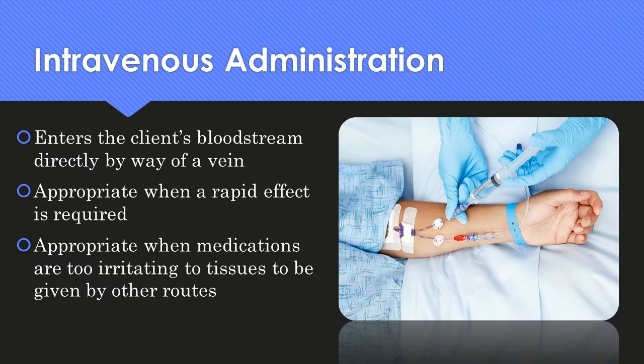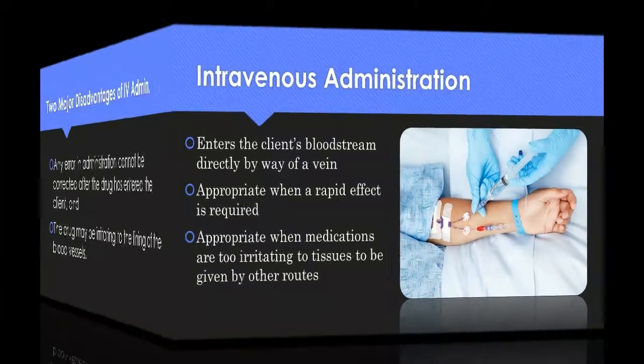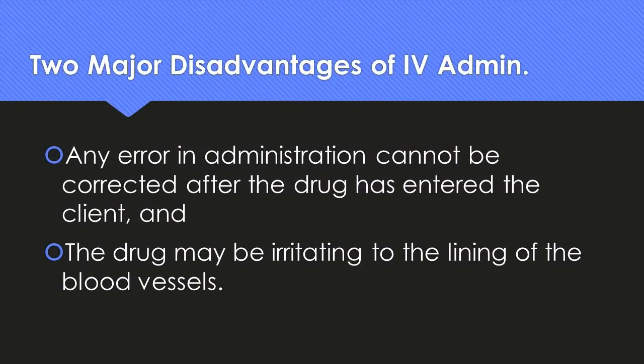The fourth type is intravenous administration. Drugs that are given this way directly enter the bloodstream by way of a vein. Most appropriate when a rapid effect is required. The two major disadvantages of IV administration are any error in administration cannot be corrected after the drug has entered the client, and the drug may be irritating to the lining of the blood vessels.